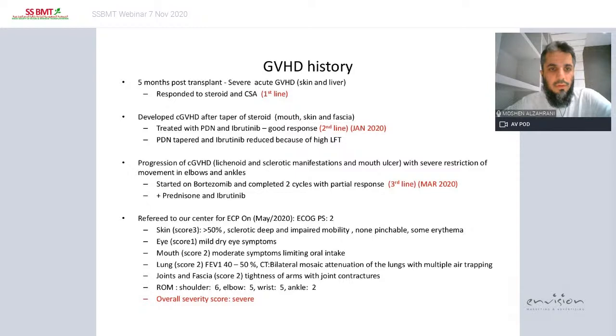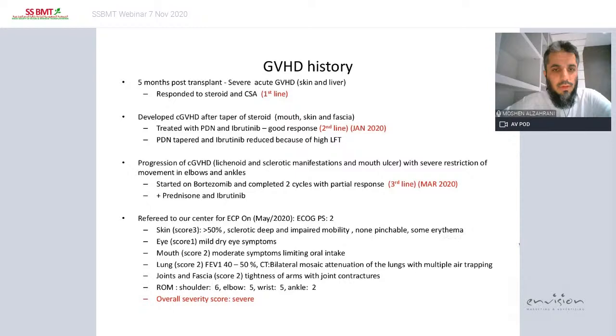Then she was referred to our center to consider ECP. ECP is available only in two hospitals in the Kingdom of Saudi Arabia, both in Riyadh. So she was referred to us in May 2020 for initial evaluation. Her performance according to ECOG was 2. Skin assessment, she scored 3, with more than 50% sclerotic, deep, impaired mobility, non-pinchable, and some erythema. In eyes, she scored 1, mild dry eye symptoms. Mouth, she scored 2, moderate symptoms limiting oral intake.